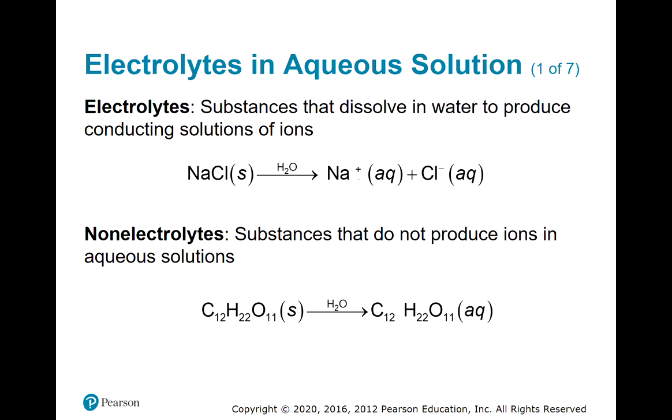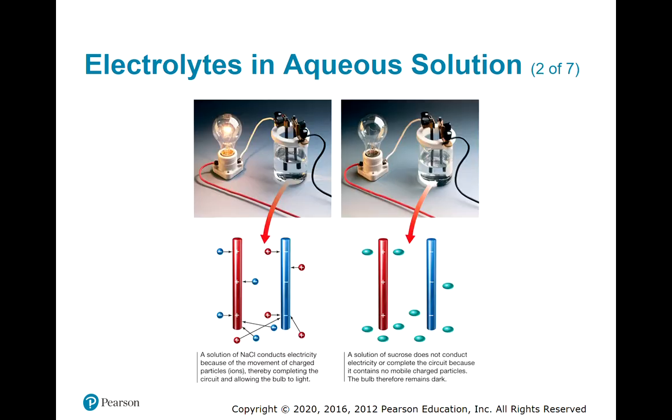There's just covalent bonds between carbon, hydrogen, and oxygen atoms. So when sucrose dissolves, it splits apart into separate molecules, but the atoms that are part of each molecule don't split apart from each other, and there's no ions produced in the solution. One of the easiest ways to tell if a solution contains dissociated ions or not is to test whether it's electrically conductive.